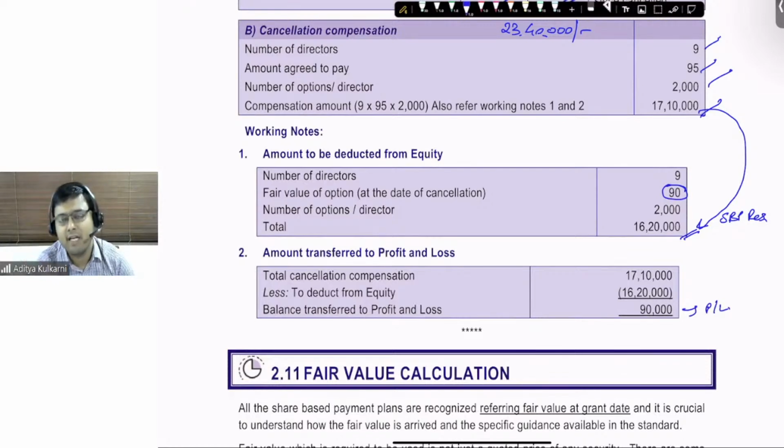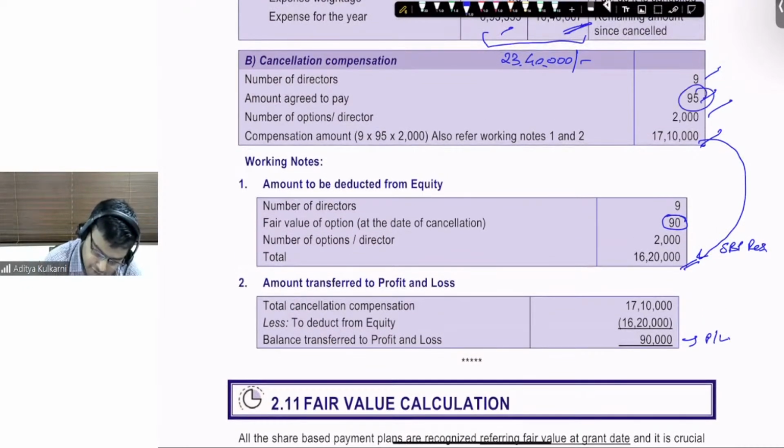You cannot say I will use the entire SBP reserve, because you have to show in the P&L you have made a loss on cancellation, which is the truth. Why have you paid 95 when the fair value is 90? It means you have paid more because you have breached the terms of the contract, and that is why we have to show that as a loss on cancellation, and that is why it's taken to the P&L. Whatever is paid up to the fair value, meet it out of SBP reserve, no problem. But whatever is more than that will be a loss on cancellation. So this is loss on cancellation.